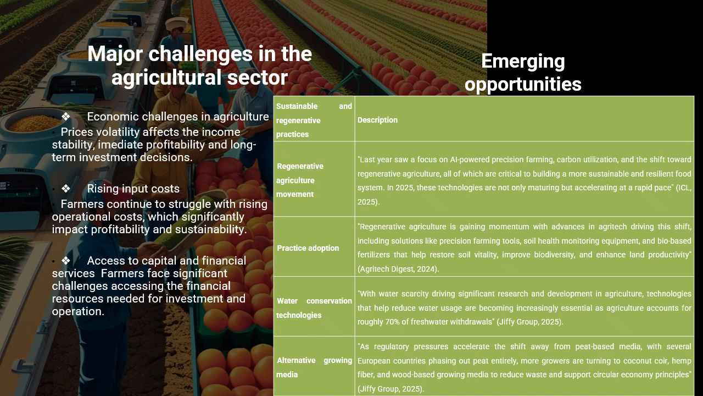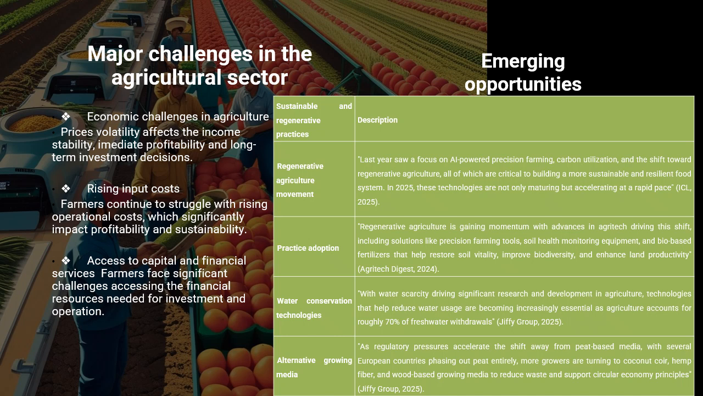The regenerative agriculture movement is gaining momentum with AI-powered precision farming, carbon utilization, and soil health restoration. These technologies are maturing and accelerating rapidly, building more sustainable and resilient food systems. Water conservation technologies are becoming essential as agriculture accounts for roughly 70% of freshwater withdrawals.